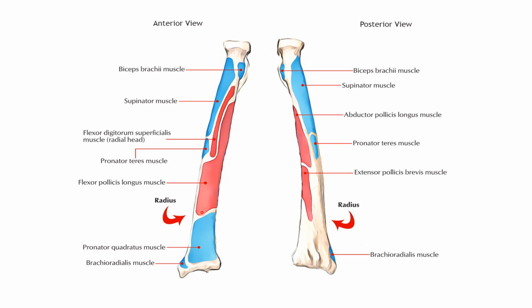So this is the biceps muscle. It is inserted on the rough posterior part of the radial tuberosity. This is the radial tuberosity, and the biceps muscle is inserted into the rough posterior part of the radial tuberosity, and a bursa is present on the anterior part of the radial tuberosity.